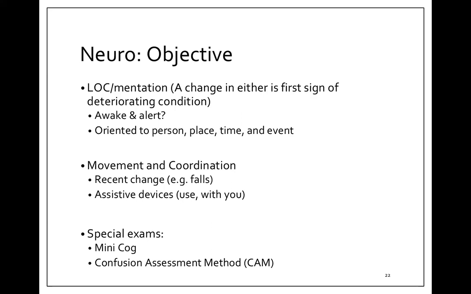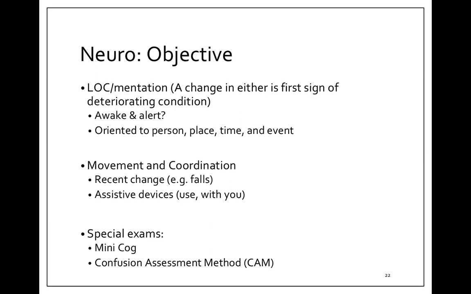Beginning with level of consciousness or mentation, this is probably one of the most critical areas to assess, as changes in either level of consciousness or mentation are usually the first sign of a changing or deteriorating condition. So, is this person awake, alert, oriented to person, place, time, and event? And again, think back to that general survey. Has it changed? This morning they were oriented, and now they aren't. Or perhaps you didn't see this person earlier, this is the first time you're meeting them, but somebody accompanying this person, or who knows this person, may say to you, this isn't how they normally are. That's a big red flag, right?